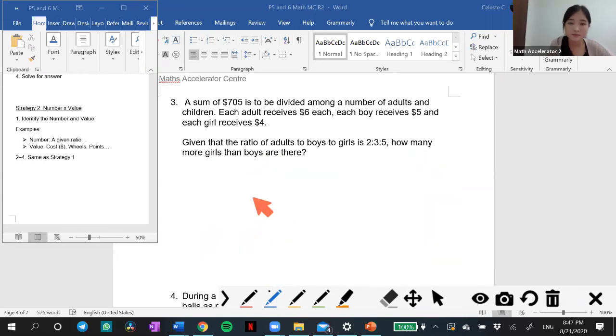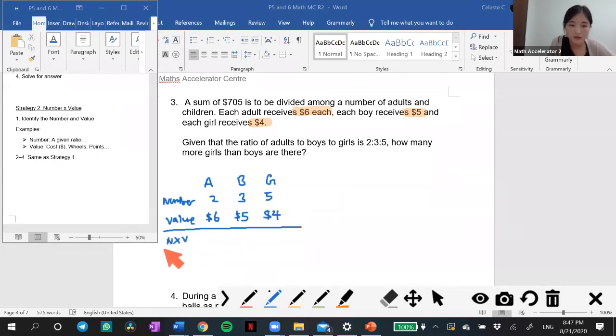Okay, let me clear this. So you have adults, boys, and girls. So number, value, 2:3:5 for the number. What is the value? Okay, value, they give you here $6, $5, $4. So put it into your table respectively. Adults, 6. The boys, $5. Girls, $4.